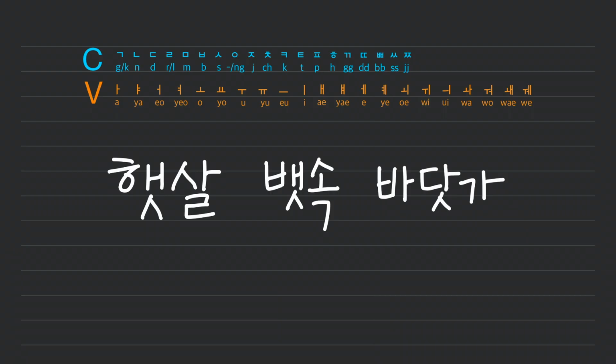Now we see these three examples and just try to read it as it is without thinking about the rule. 햇살, and repeat it few times and do it faster. 햇살, 햇살, 햇살. It becomes 햇살 automatically. 뱃속, 뱃속. 바닷가, 바닷가.